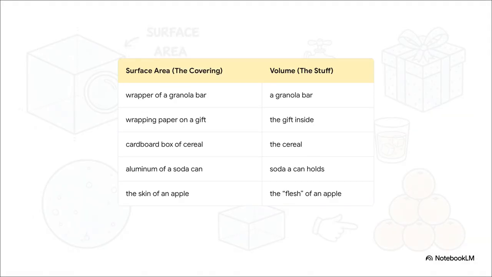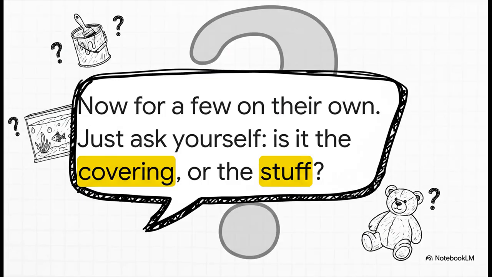Let's try one from nature. An apple. The thin skin on the outside is the covering. That's surface area. And the flesh of the apple, the part you actually eat, that's the stuff inside. That's volume. All right, I think you're getting the hang of this. So for the next round, let's try a few items on their own, without their obvious partner. You just have to ask yourself that one simple question. Is it the covering, or is it the stuff?